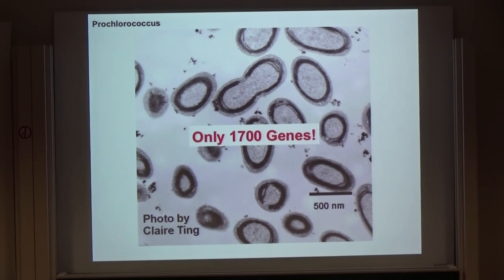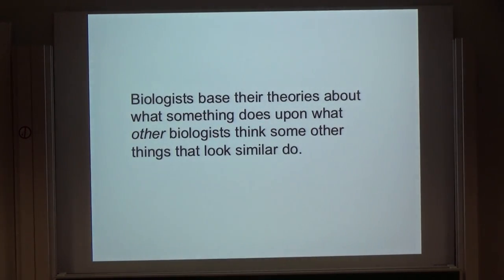Because like all science, biology is fundamentally collaborative. You're collaborating even if you don't know who your collaborators are, because biologists base their theories about what something does upon what other biologists think some other things that look similar do. Do you guys see the problem with that reasoning? This isn't always true. There are other very difficult ways to figure out what a gene does, that is, what the proteins that it creates do. But it's usually simpler to just say, oh, well, my gene or its product looks like your gene or its product. And yours is a calcium channel, so maybe mine is a calcium channel too.